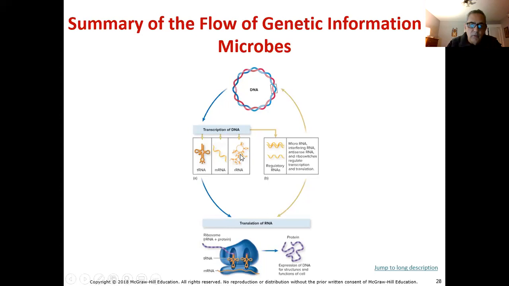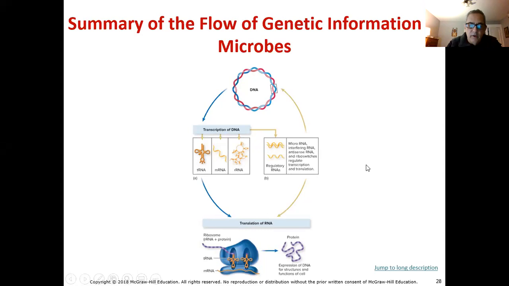There are these additional regulatory RNAs, but these are not involved in protein synthesis, but they can regulate things. There are microRNAs, interfering RNAs, antisense RNAs, and they can regulate it, but they don't carry the genetic code. They can be involved in turning it on and off.